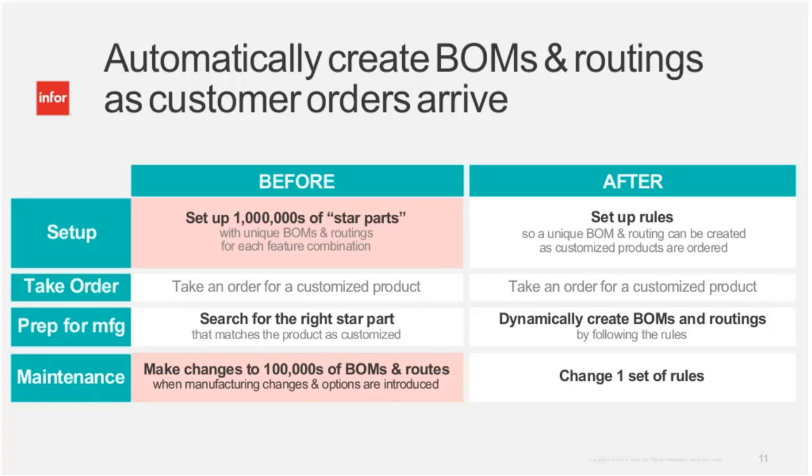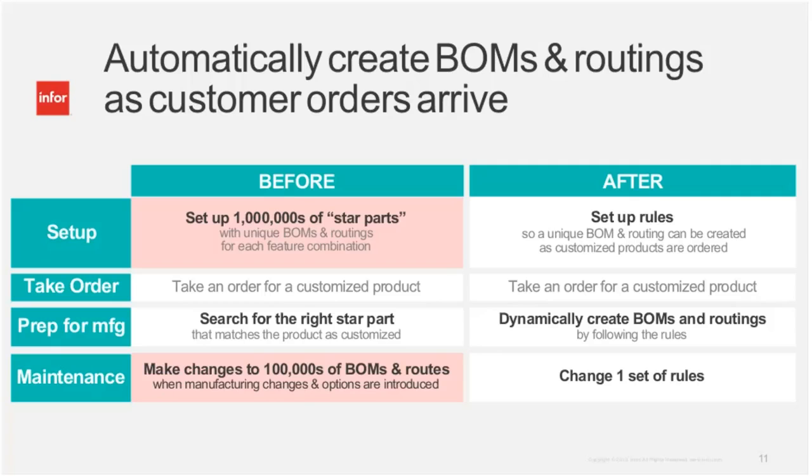The good news is an alternative to this approach exists. We have a strong opinion that this is the better approach, and here's how it works. First, use only one single bill of materials and routing for each product. Create what are called rules to determine how unique bills of materials and routings should be generated on the fly as customized orders are received.